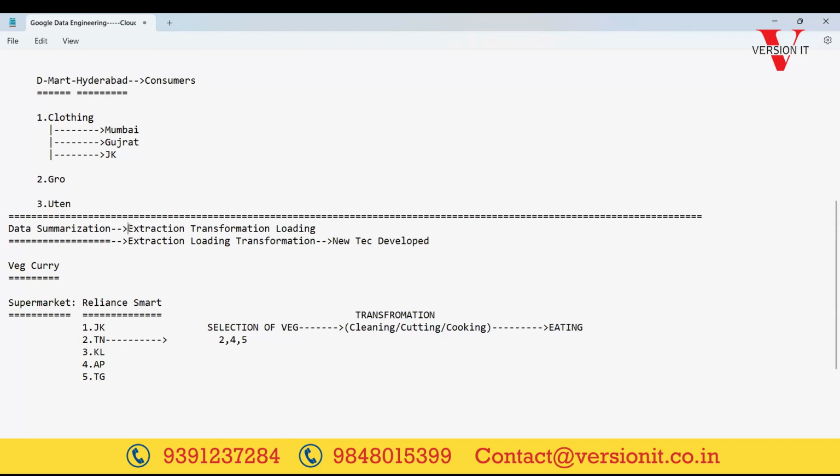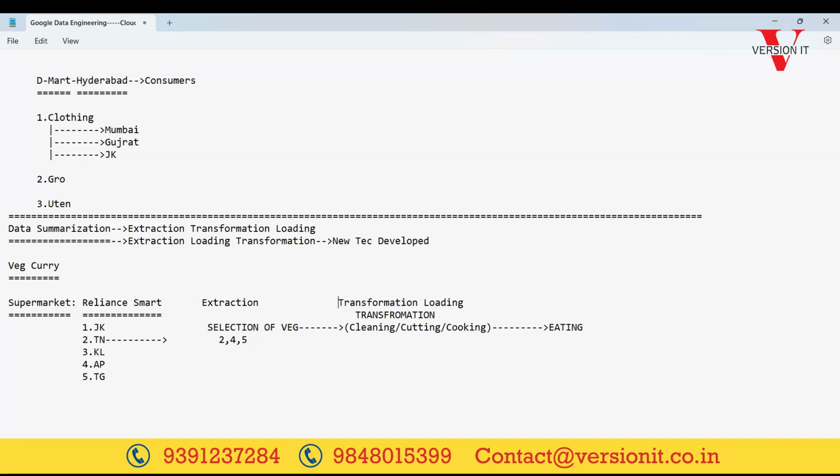So now, guys, if the same process you convert it to ETL, the same thing happens here with the data also. The first one we call extraction, where you select the data, what exactly the data is needed here.